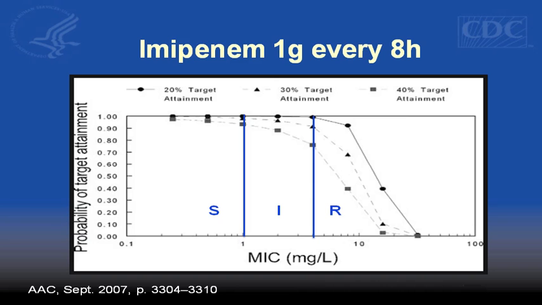Well, at the susceptible breakpoint, you would want 90% of your population or more to achieve this 40% time above the MIC. And that's where the susceptible breakpoint occurs, and that's at an MIC of 1. And then you'll see in the intermediate category, there's somewhere between 80 and 90% of the population that would achieve target attainment. And then in the resistant category, there are much fewer patients that are achieving target attainment. And so this is an example of how you would set breakpoints using PK/PD data.